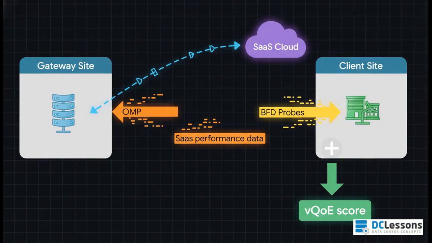Meanwhile, the client site is doing two things at once. First, it's listening to that performance data coming from the gateway. But second, and this is important, it's also running its own tests using BFD, bidirectional forwarding detection, which are basically these super lightweight "you still there?" packets, to measure the quality of the connection to the gateway. The final VQOE score it uses is a clever combination of both pieces of information.